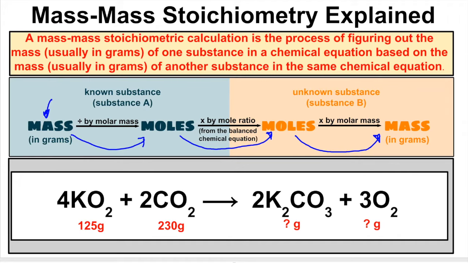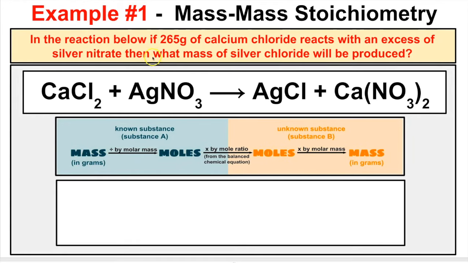In this first example, it says in the reaction below, if 265 grams of calcium chloride reacts with an excess of silver nitrate, then what mass of silver chloride will be produced? So usually in a mass-mass stoichiometry problem, it is a word problem, but don't be scared. What I like to do is take this little word problem here and break it apart. It says right here we have 265 grams of calcium chloride. So we have 265 grams of this stuff right here reacting with an excess of silver nitrate. This just means that we have an unlimited amount of this. It's not going to limit our chemical reaction from taking place. So we just have a lot of this, an unspecified amount of this. And we want to figure out what mass of silver chloride will be produced in this chemical reaction right here.